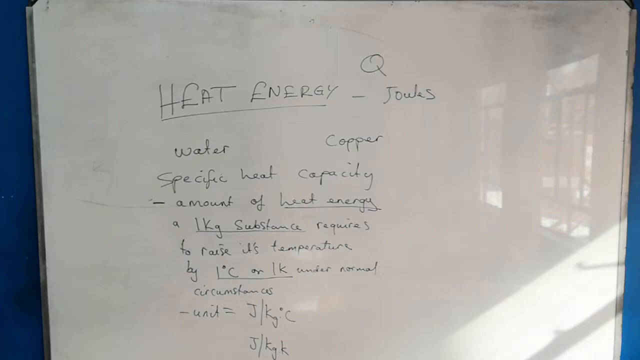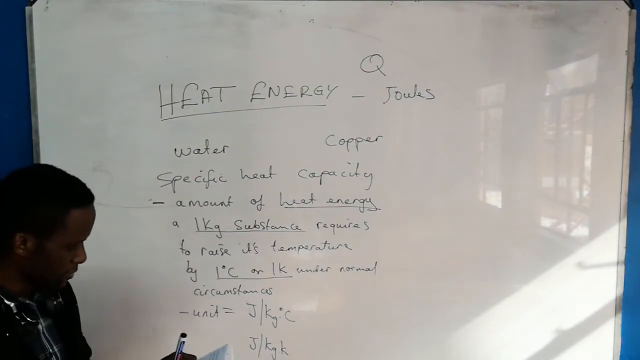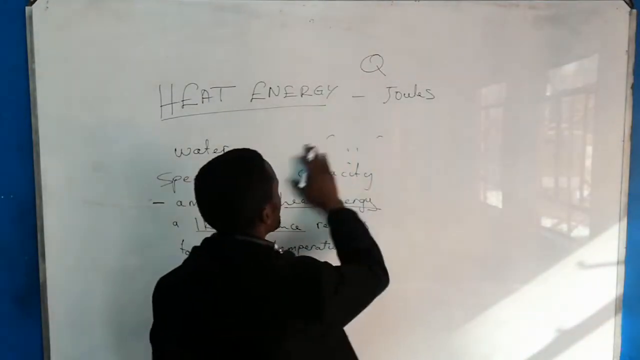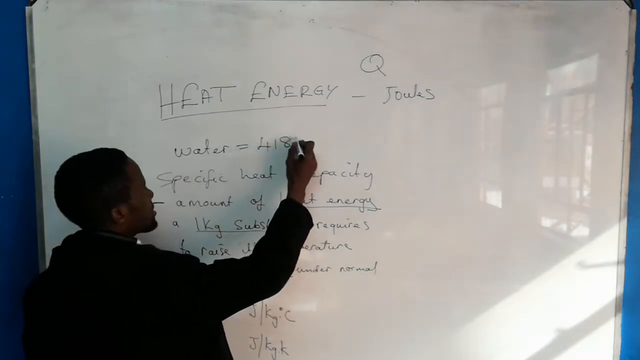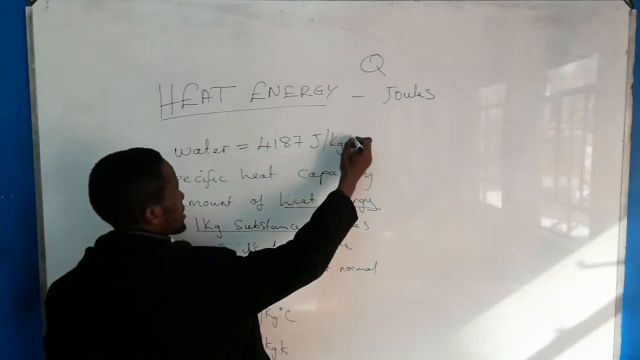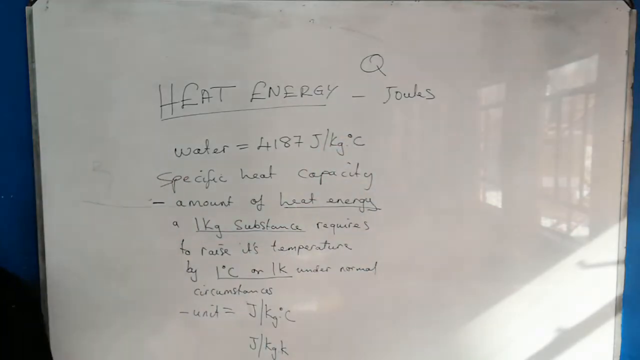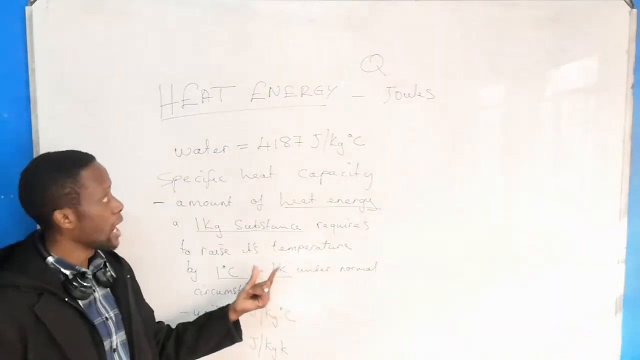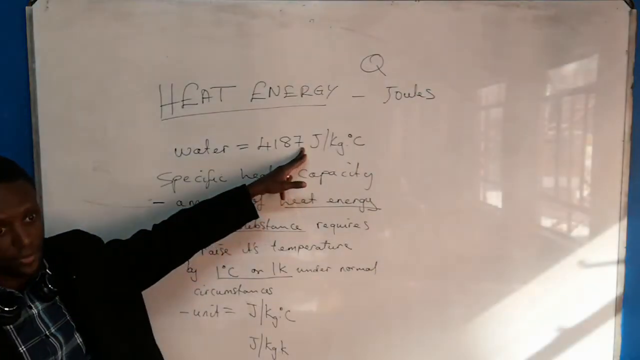If they say we have water, you go to that question paper, and you find the specific heat capacity for water. Specific heat capacity for water is 4187 joules per kg degrees Celsius. Which means if I've got 1 kg of water at a certain temperature and I need to raise it by 1 degree Celsius, I will need this amount of energy, 4187.